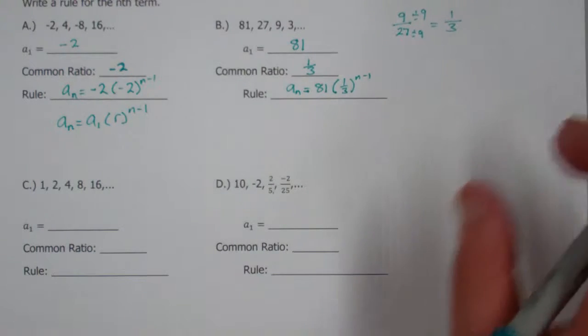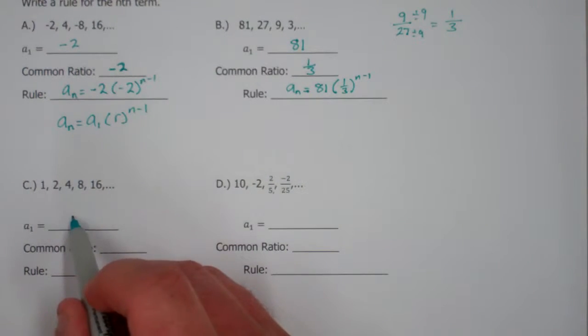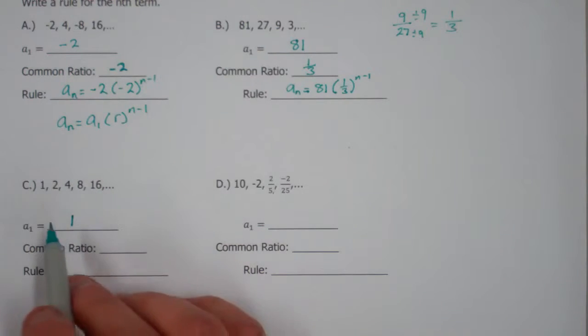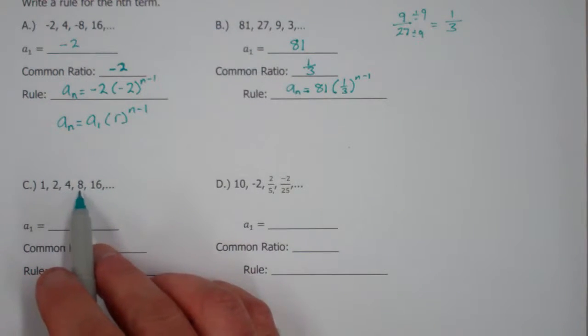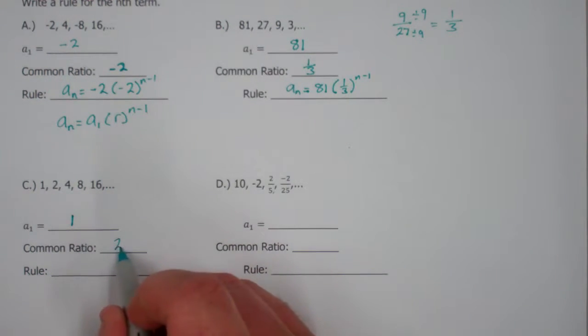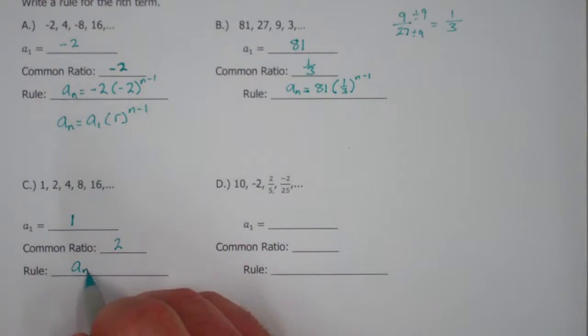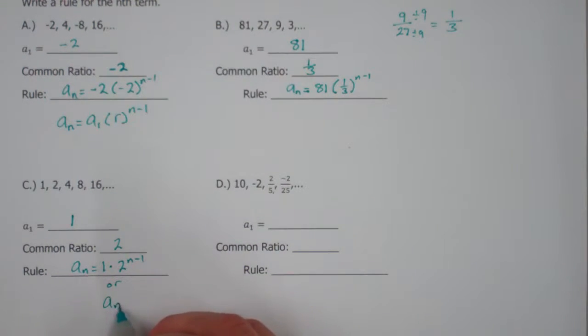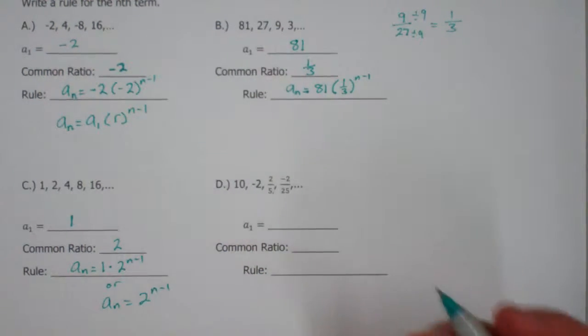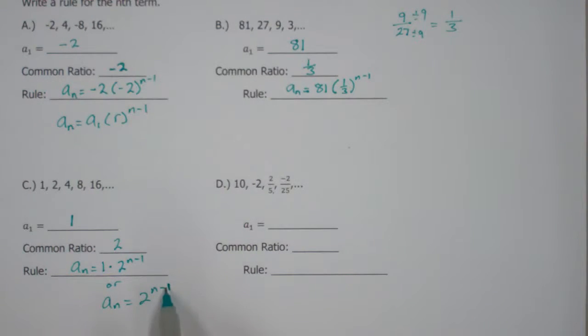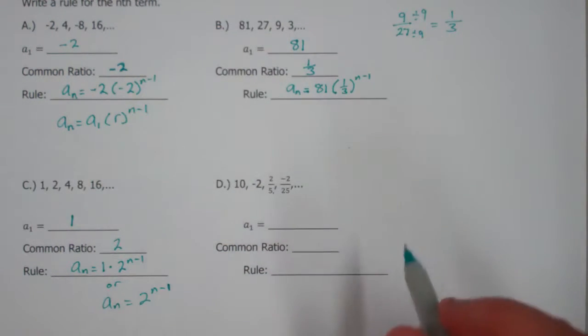If we look at example C, we find here that the value of the first term is 1. The common ratio is positive 2 in this case, multiplied by 2 each time. And the rule then will be a sub n is equal to 1 times 2 to the n minus 1 power. Or, if you prefer, we usually don't write 1 times a value. We usually just write that value, or 2 to the n minus 1. So either one's acceptable. This is kind of the cleaned up version, the one that you're going to see most often. But here it's also easy to see what the first term is.